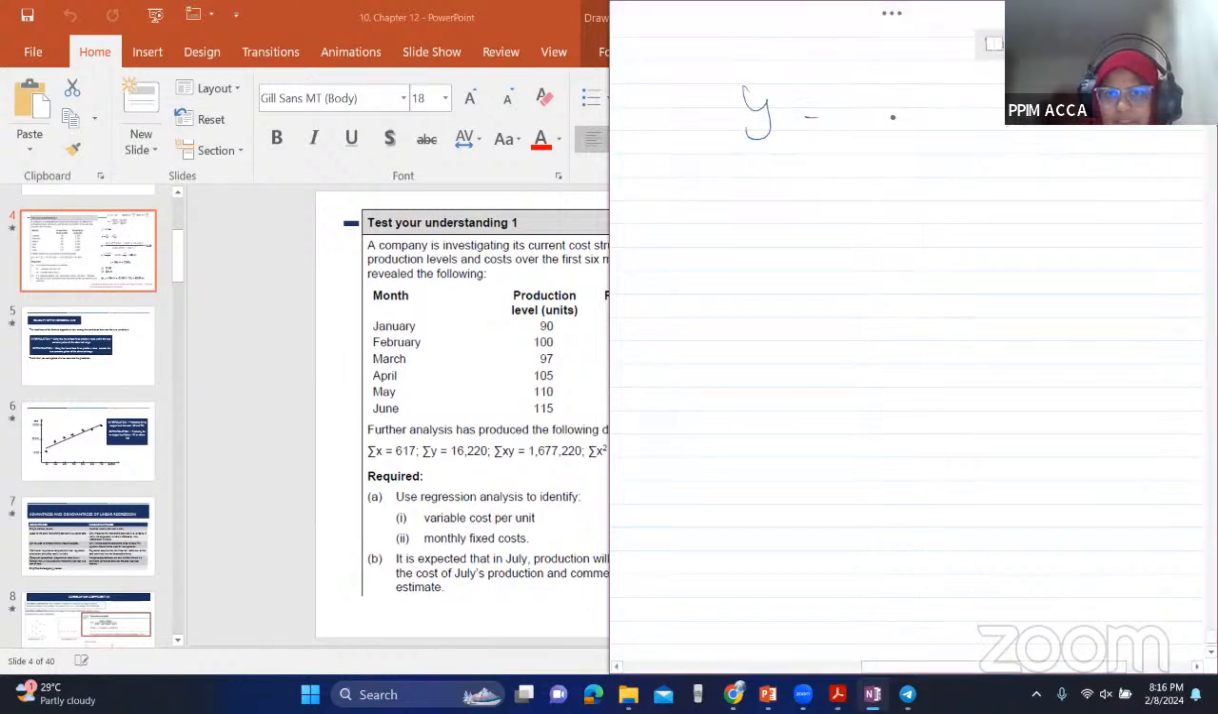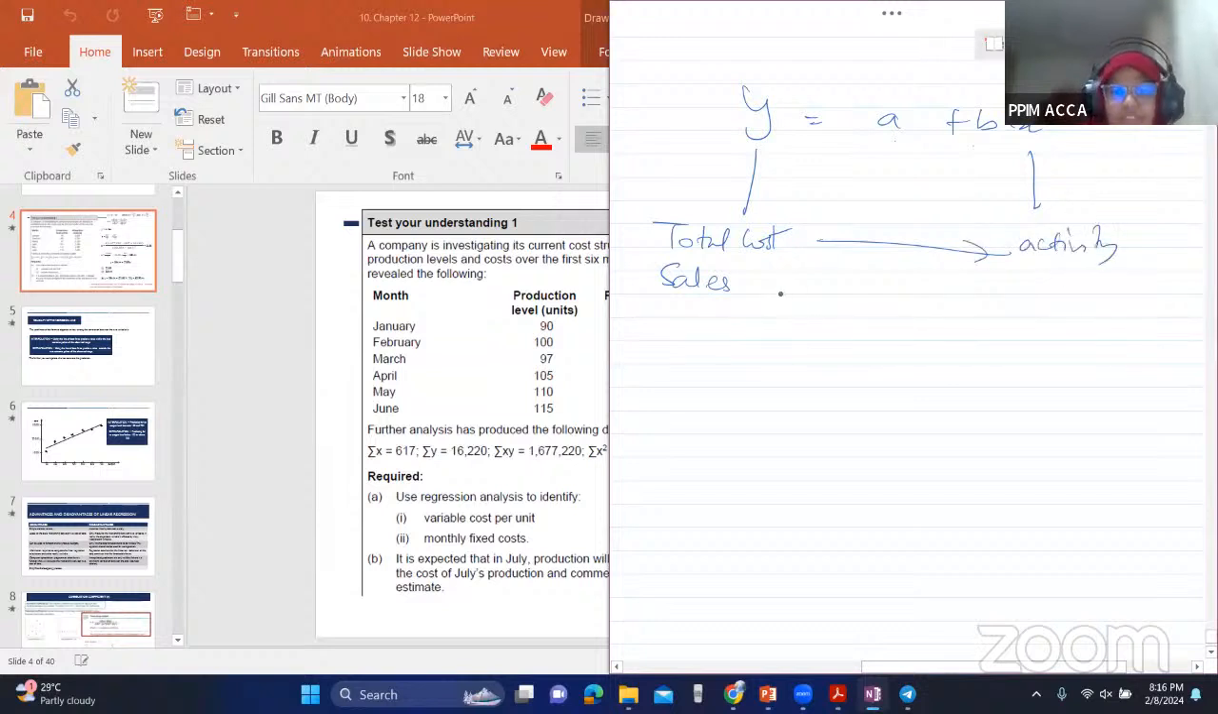This is the equation, right? Y equals a plus bx. Now, a and b you have to calculate. Y can be anything. It can be total cost. Most of the time, that's what we get. It can even be sales. Whatever you want, you can forecast using this linear regression. You just have to put the necessary information. So, if you are getting total cost, you can put activity as x. If you want sales, maybe you can put something related to time as x. So whatever figure you want, you can use the linear regression.